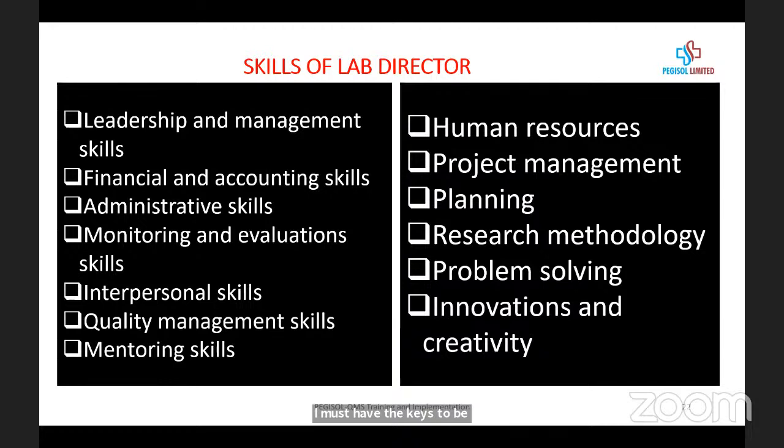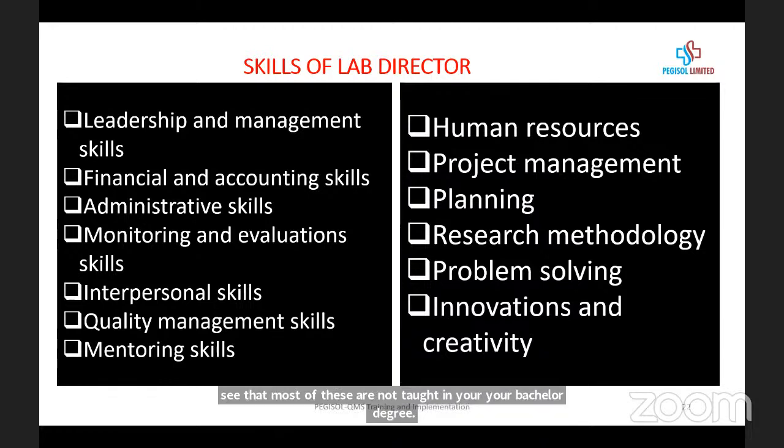One of those skills is leadership and management skills, and financial and accounting skills. I remember working as a manager in a particular organization where I had to do some financial account reconciliation, something that even accountants get scared of. You have to have administrative skills. You see that most of these skills are not taught in your bachelor's degree.